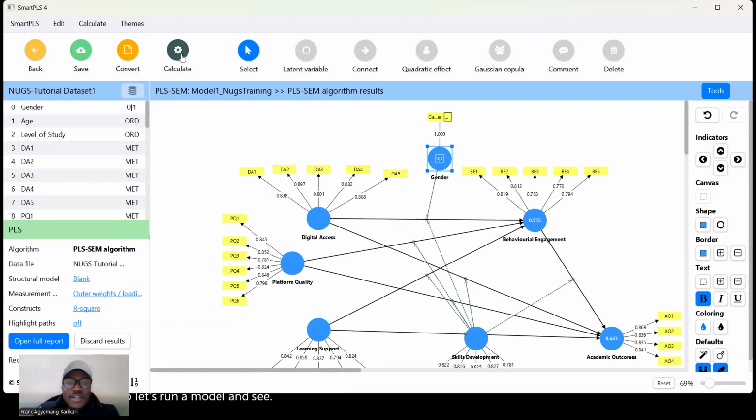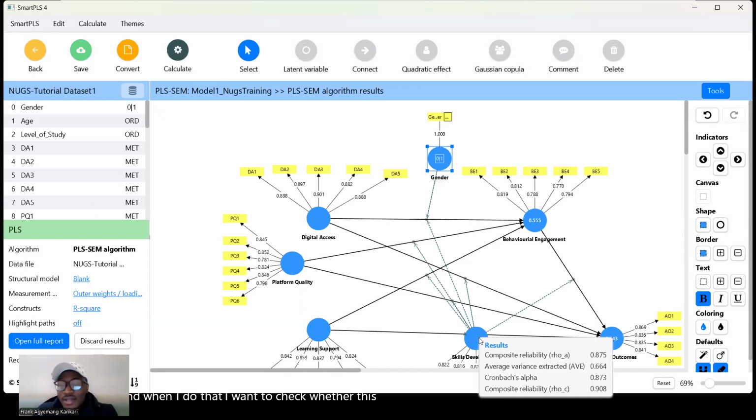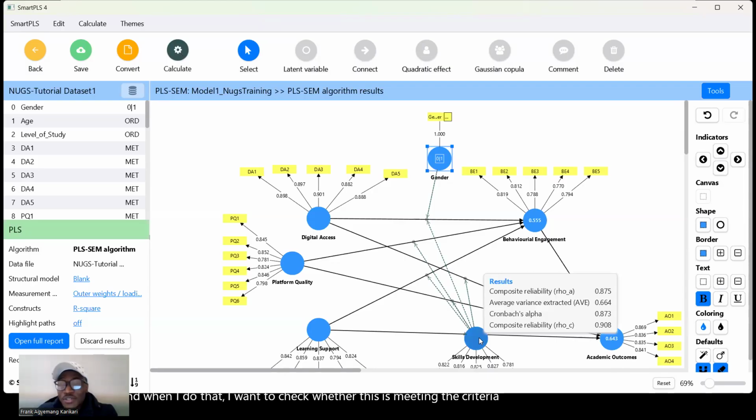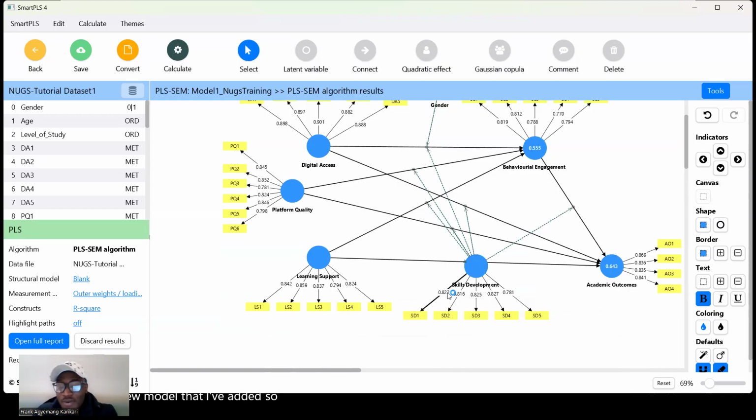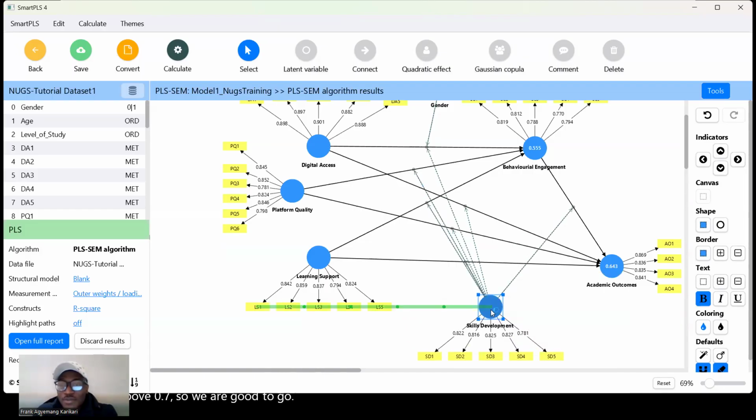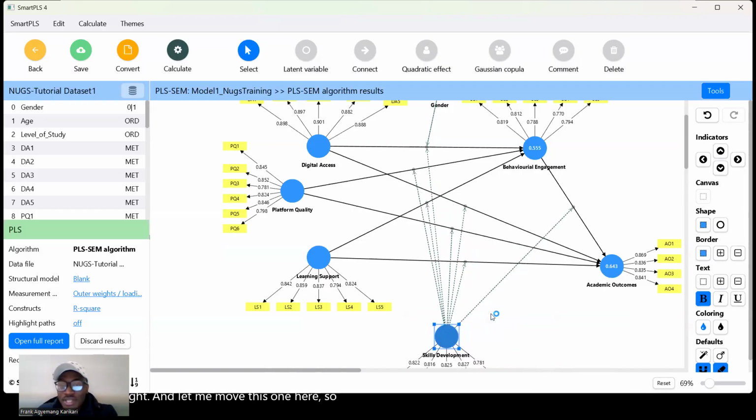So our first run of the algorithm, this is the results. When I do that, I want to check whether this is meeting the criteria, right? Because this is a new model that I've added. So now we can first check from here. Our indicator loadings are all above 0.7. So we are good to go, right? And let me move this one here so that you see the relationship clearly. Good.